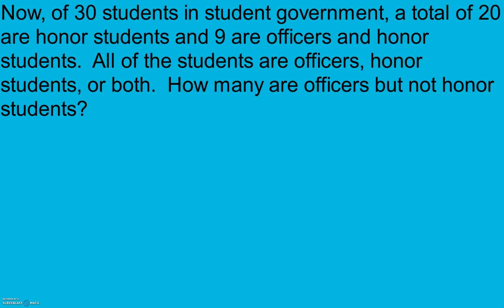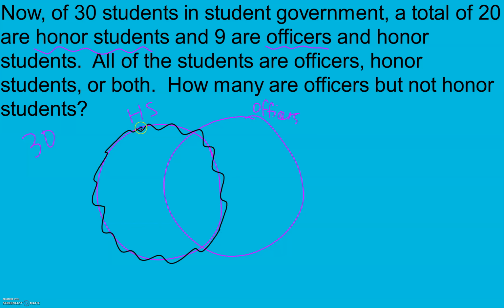Of 30 students in student government, a total of 20 are honor students and 9 are officers and honor students. So what that's telling me is that we have honor students and then we have officers. Some of them are honor students as well. That's going to be our overlap. So I'm going to have honor students and officers. Okay, a total of 20 are honor students, 30 total students. That means this entire circle is 20 kids. 9 are officers and honor students. So that goes in the middle, that's my both.